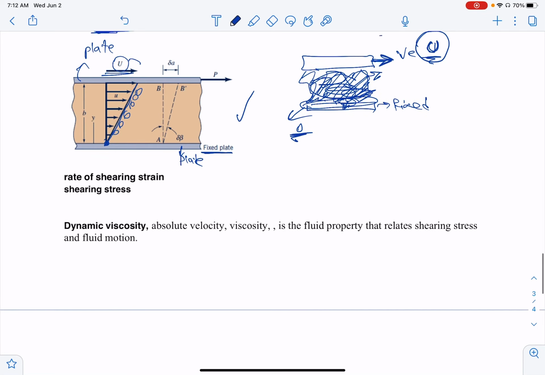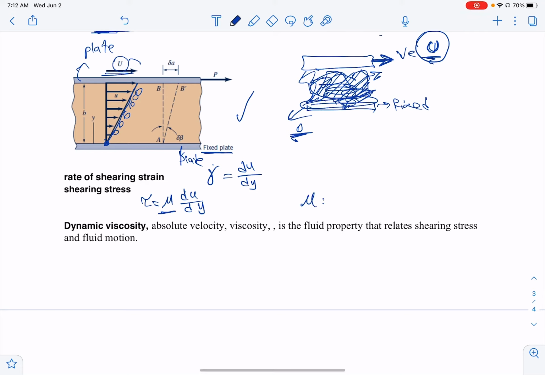So we have two definitions also. We say that the rate of shearing stress, this is the definition of the shear stress: tau equals mu du/dy, right? And so let me say this need to find. And mu, I forgot to tell you what is mu.